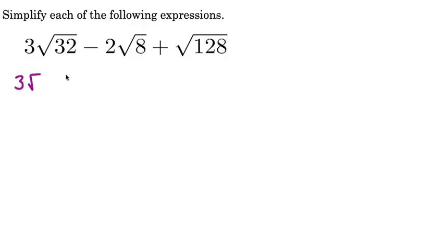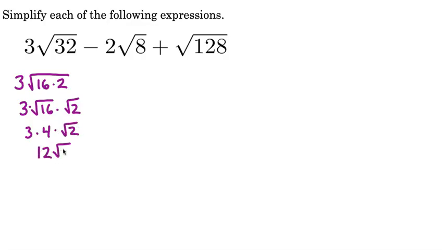So 32, if we split in half, would be 16. So 16 and 2. So we have 3 times the square root of 16 times the square root of 2. 3 times 4 times the square root of 2. 12 square root of 2.